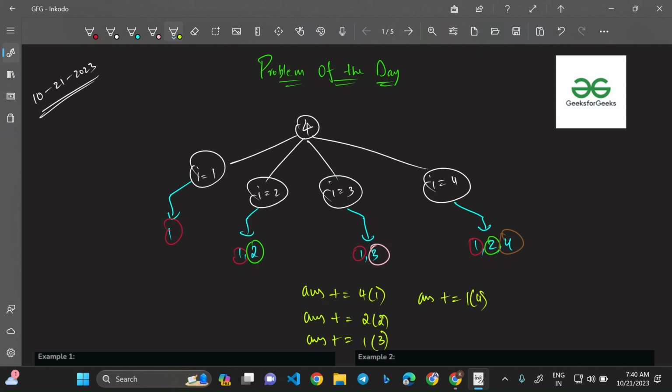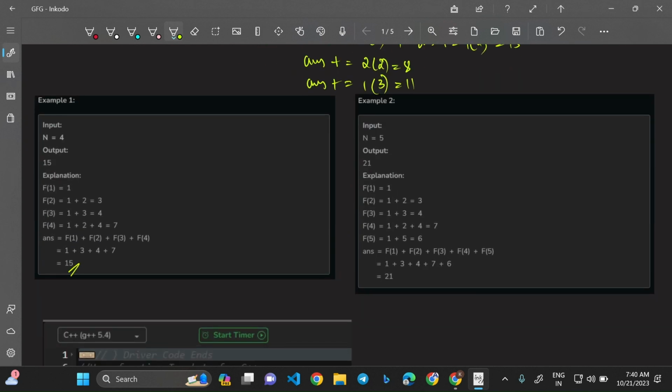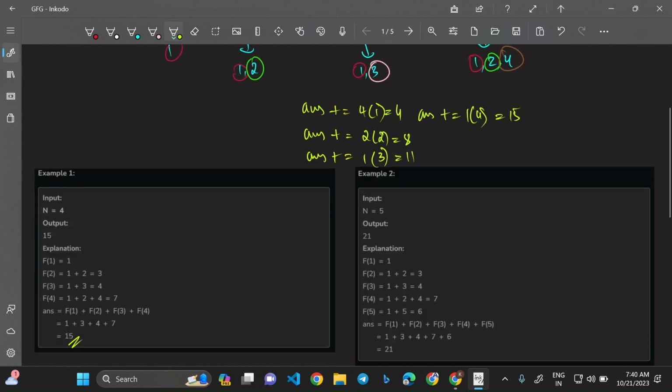So what is the answer here? It is 4, 4 plus 4 is 8, 8 plus 3 is 11, and 11 plus 4 is 15. So the answer is 15. Let us check it out here. Yes, we have the same answer, 15. So we are done with 4.